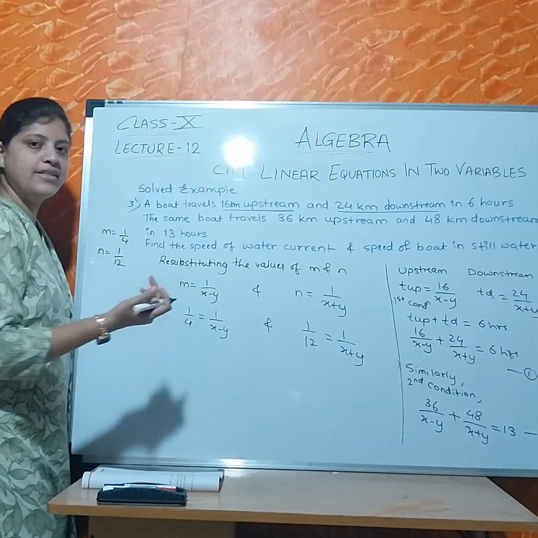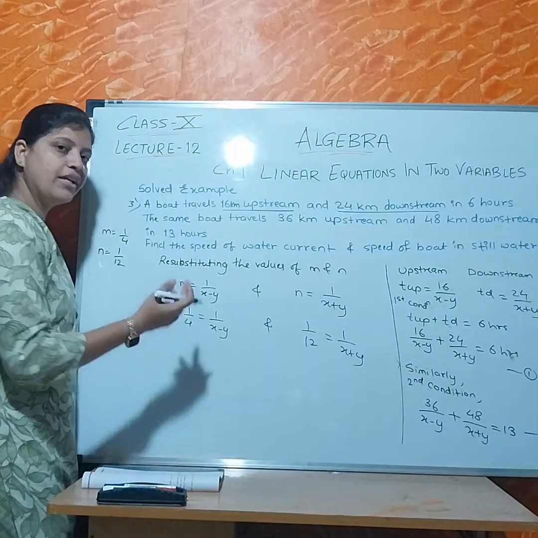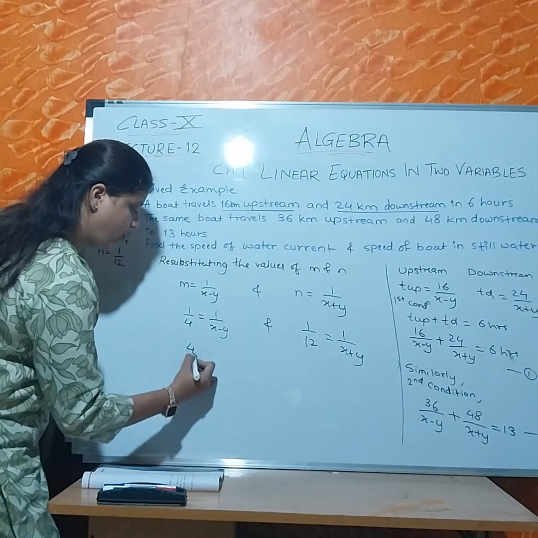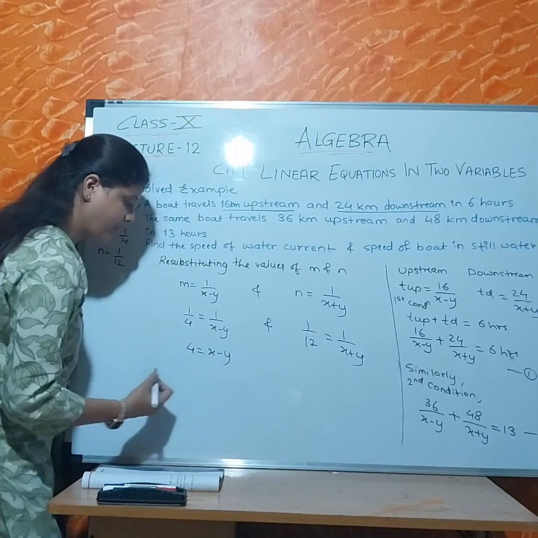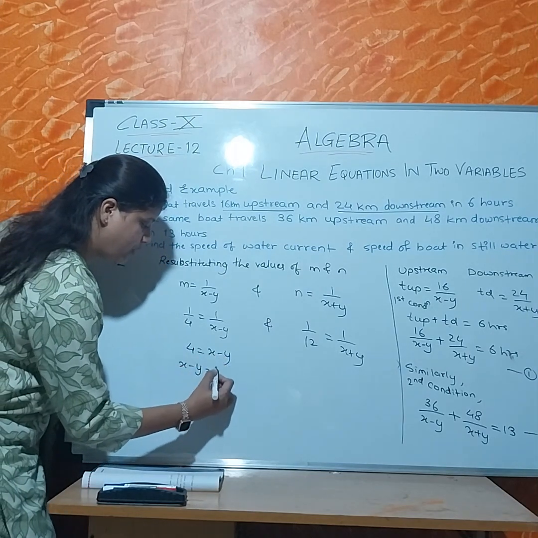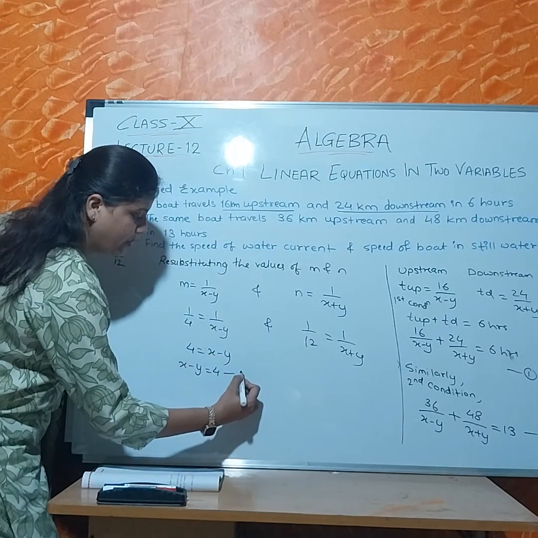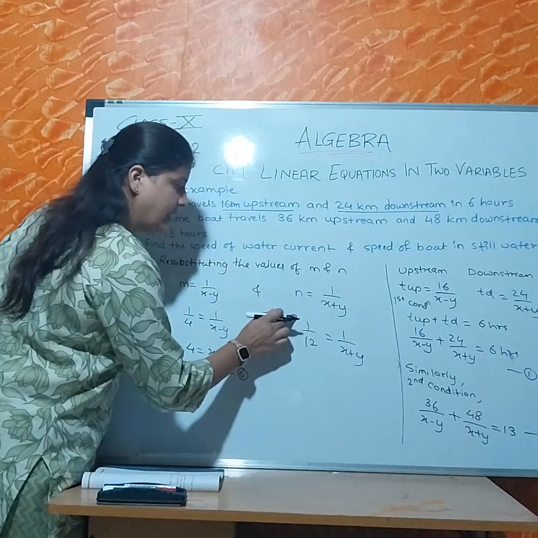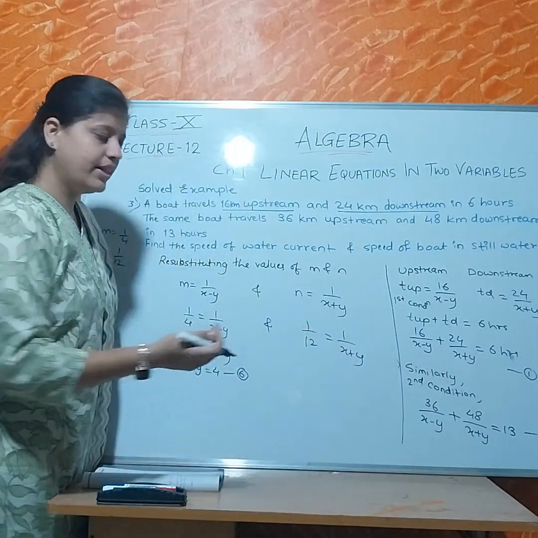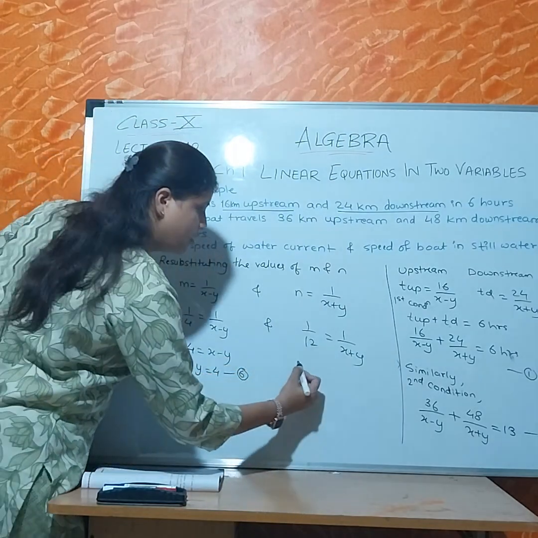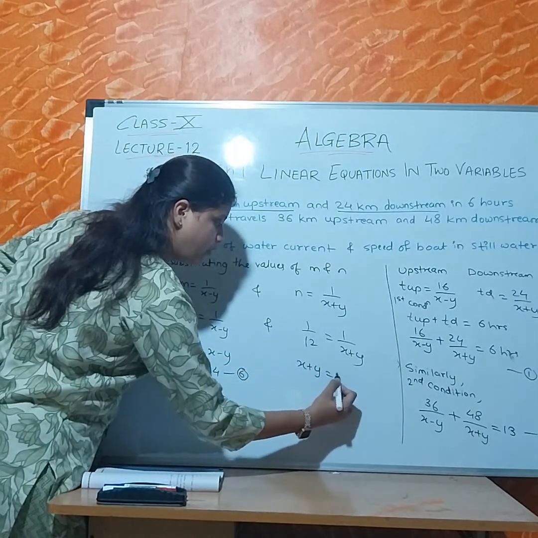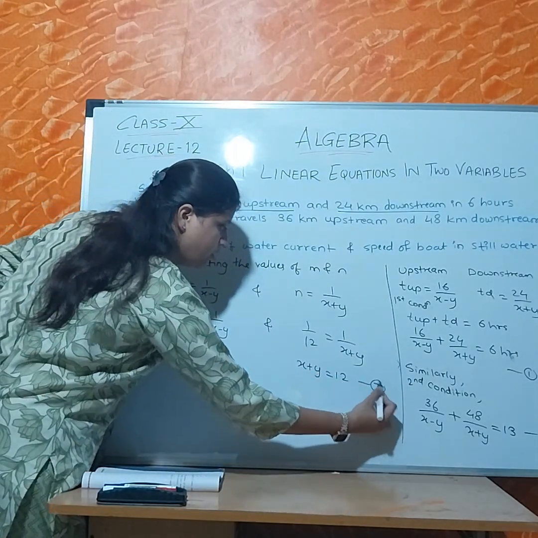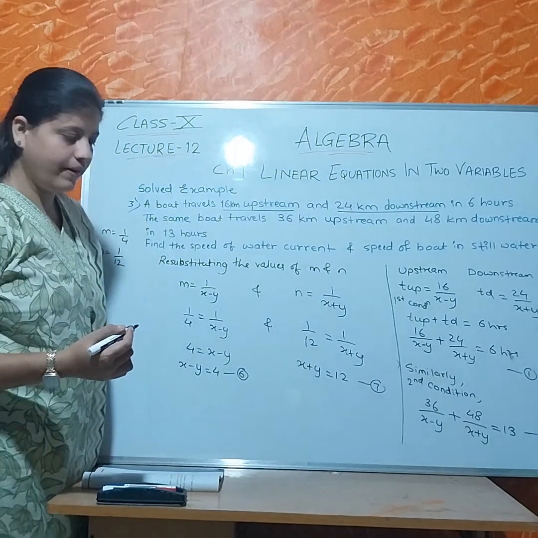As both the numerators are equal, the denominators are also equal. So 4 is equal to x minus y. We got x minus y is equal to 4. This is our new equation number 6. Next, similarly, numerators are equal, then denominators are also equal. So x plus y is equal to 12. We got the next equation number 7.